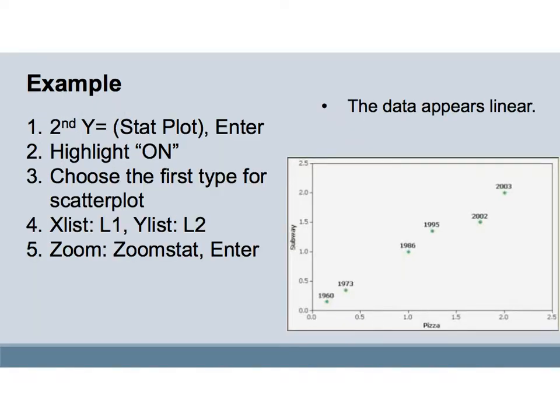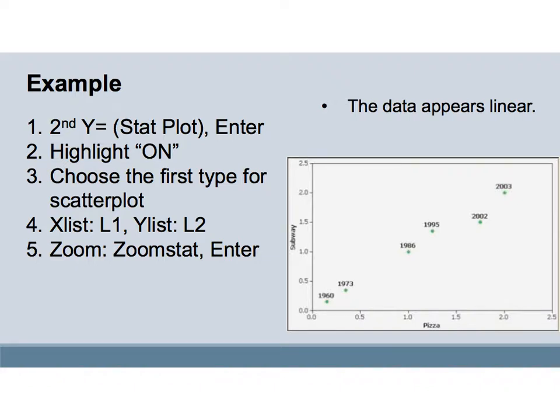Okay, so now we're going to do a scatter plot. To do a scatter plot, you do second y equals, press enter. You make sure that on is highlighted, so have it on, press enter. Then go down to type and press enter on the first one for the scatter plot. And then it'll pop up X list, which should say L1, Y list, which should say L2. Mark doesn't matter at all.